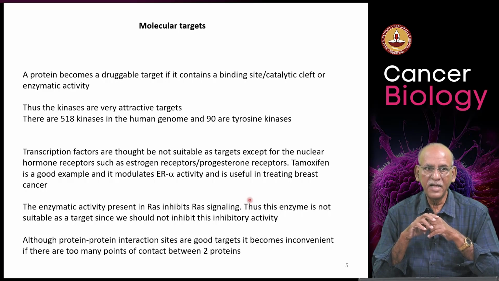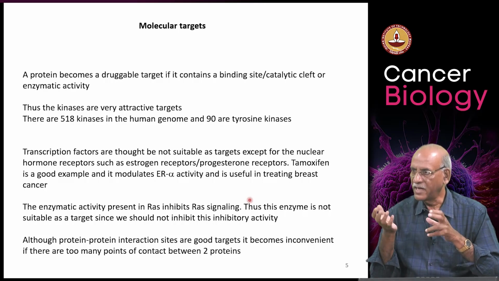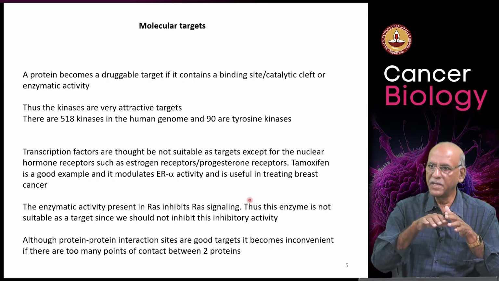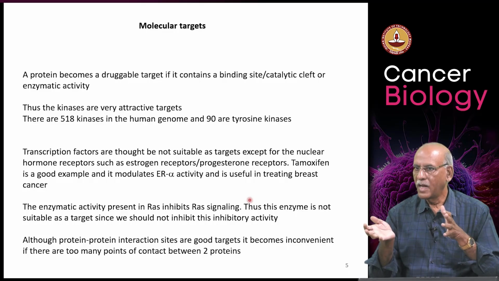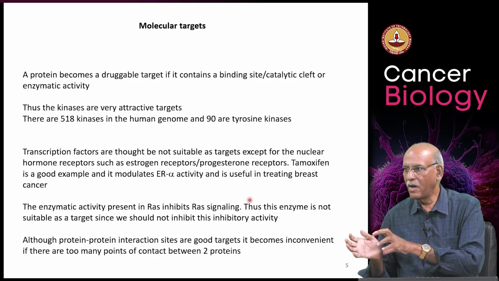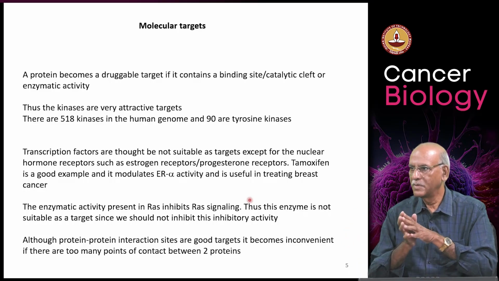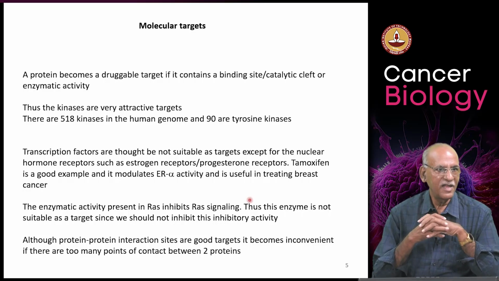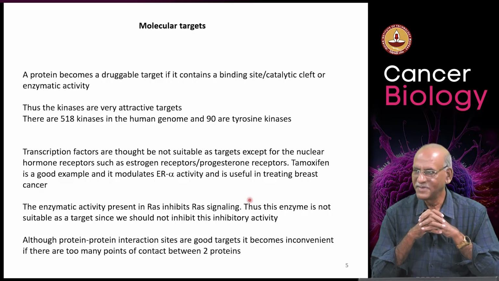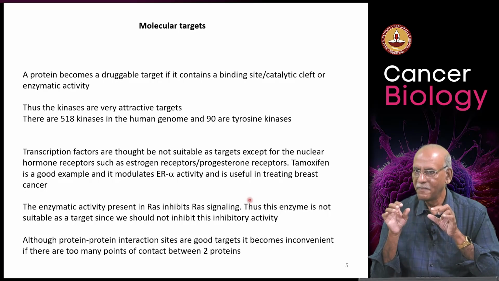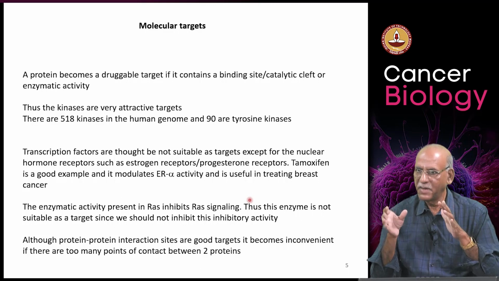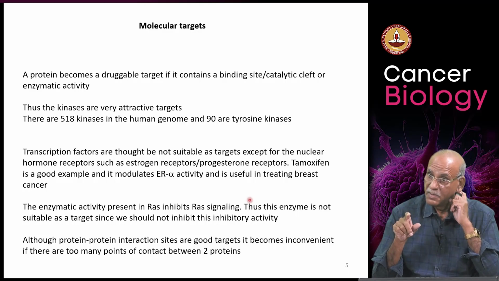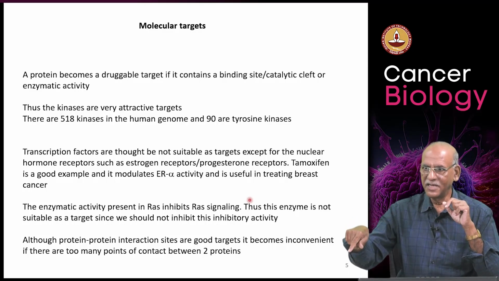It will get inactivated. Once the GTPase is active, then GTP becomes GDP, and the GDP bound form is actually inactive. So, here you should not inhibit the enzymatic activity, that is what I am trying to say, because RAS by itself is a GTPase. So, when the GTPase is active, then actually it becomes inactive.